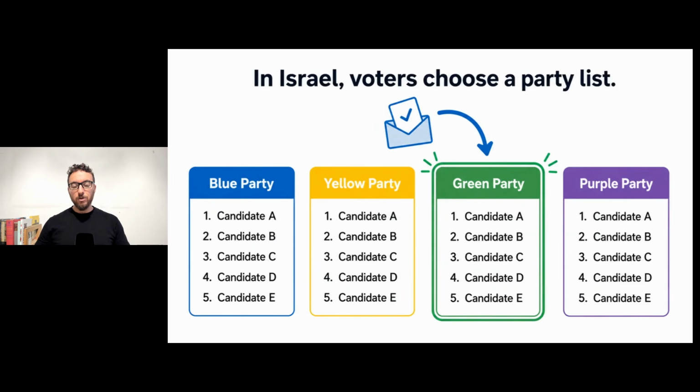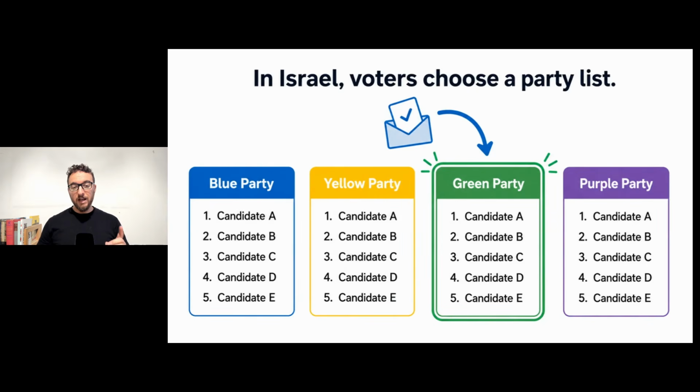In Israel, voters vote for a list. So, leading up to the elections, the different political parties in Israel put out lists of their candidates for the Knesset. And instead of voting for one specific candidate for Knesset, each voter votes for one of those lists put forward by the parties. So, say on election day, the Green Party's list looks best to me, that's what I'll vote for. And if the Green Party ends up getting 12 seats in Knesset, the first 12 people on the Green Party's list will get into Knesset.